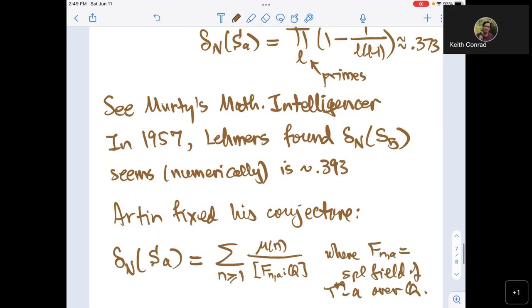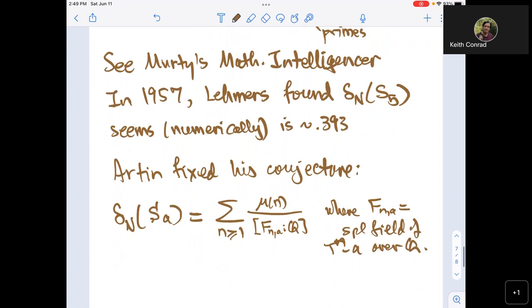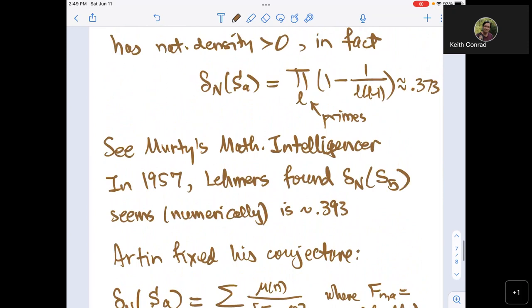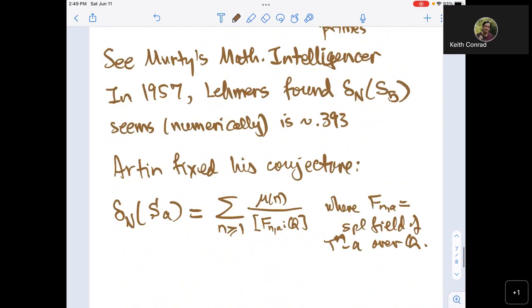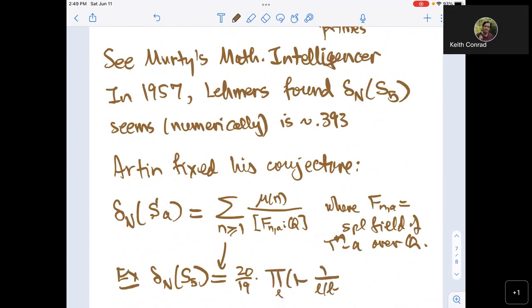All right. So in any case, you can write it as an infinite product. Sometimes if n has a prime factor that's 1 mod 4, it's usually if A is square free, but in any case, it's often given by Artin's expression. As an example, it turns out that his refined guess turns out to be 20 over 19 times the expression that I gave you before. And this expression is around 0.3935. It's pretty good.